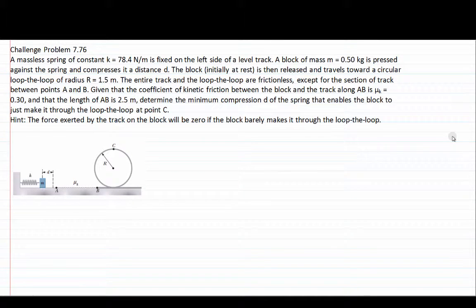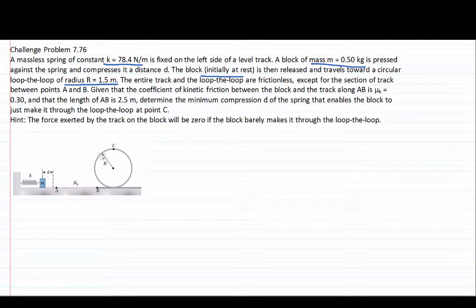Okay, here we have a challenging problem that combines many concepts students learn over the course. Let's read the problem first. A massless spring of constant is fixed. We have a spring constant on the left side of a level track. A block of mass, given as 0.5 kilogram, is pressed against a spring and compresses it a distance d. The block, initially at rest, is then released and travels toward a circular loop-the-loop of radius r.